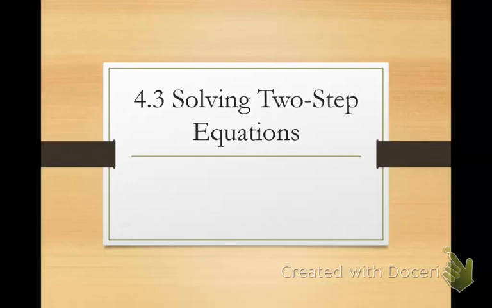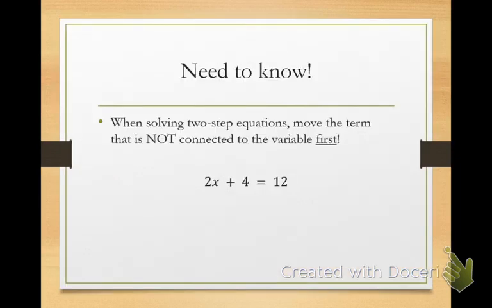All right, so in 4.3, we're pulling the concepts in from 4.1 and 4.2. And we're going to do two-step equations now, okay? So let's talk about what it means to have a two-step equation. Well, guess what? There's more than one step. And you move the term that is not connected to the variable first. Your goal is still to solve for x.